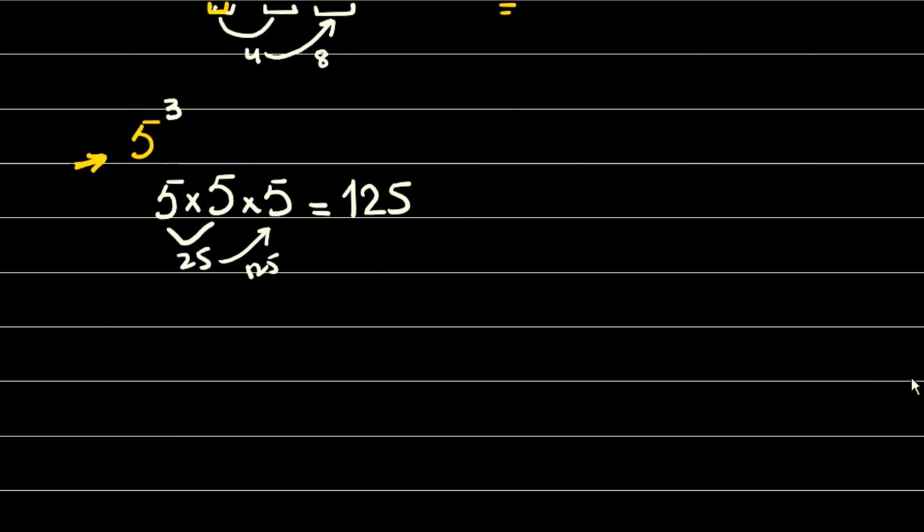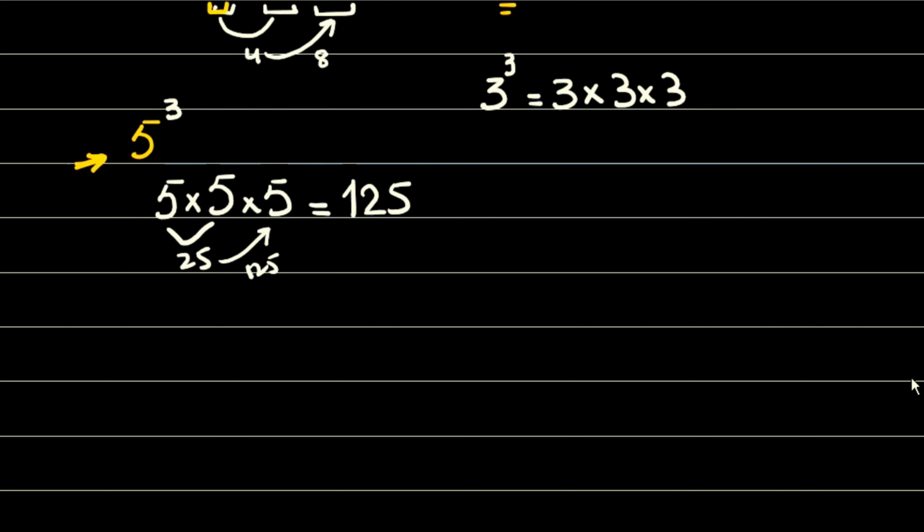But remember, cube we always denote with power 3, right? If I want to find the cube of 3, then 3 should be written to the power of 3, so it can be written like 3 times 3 times 3. Is that clear?